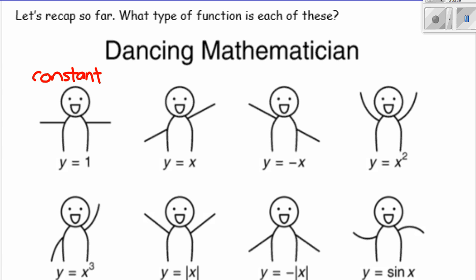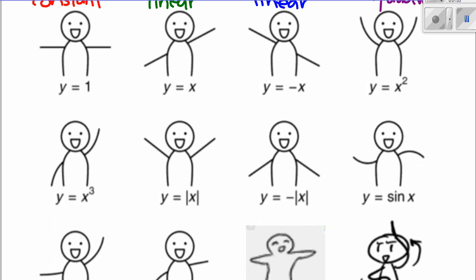What kind is the next one? Obvious. You can tell by the equation too. It's linear. It sure is. And the next one? Negative linear. Yeah, think about negative linear or linear. And this little thing? Quadratic. This little cutie? Cubic.